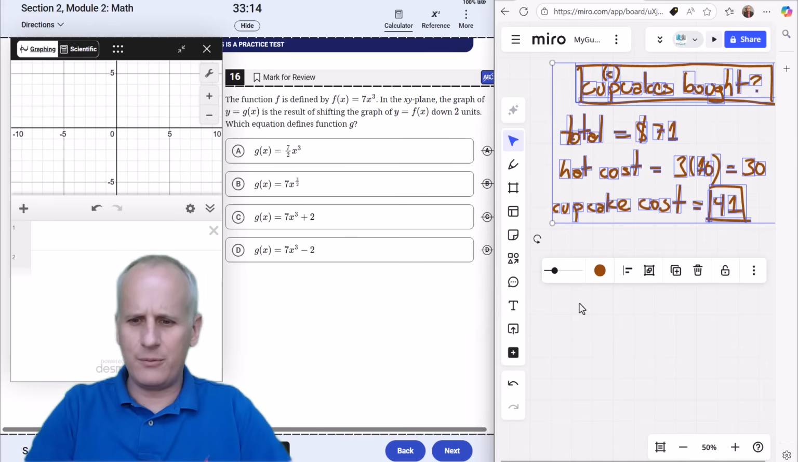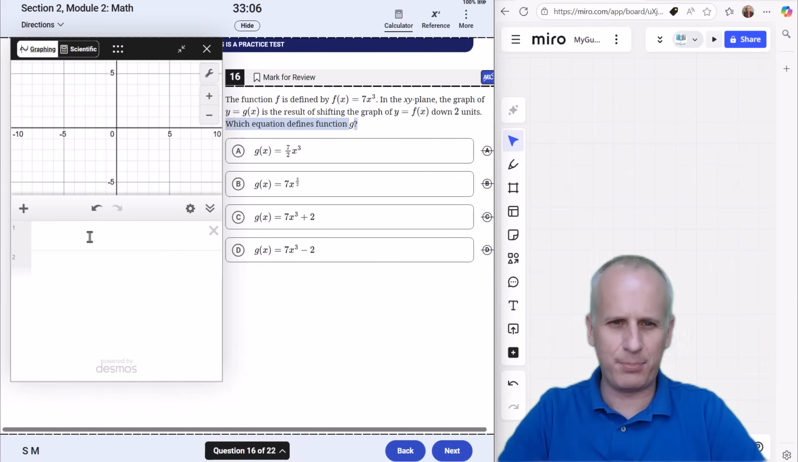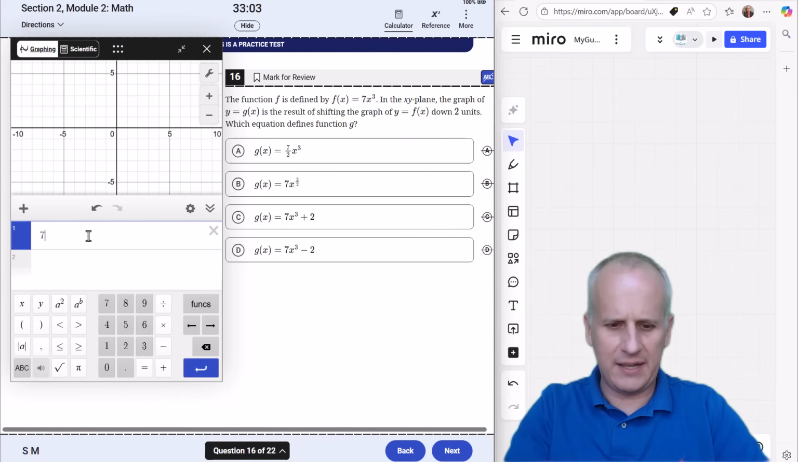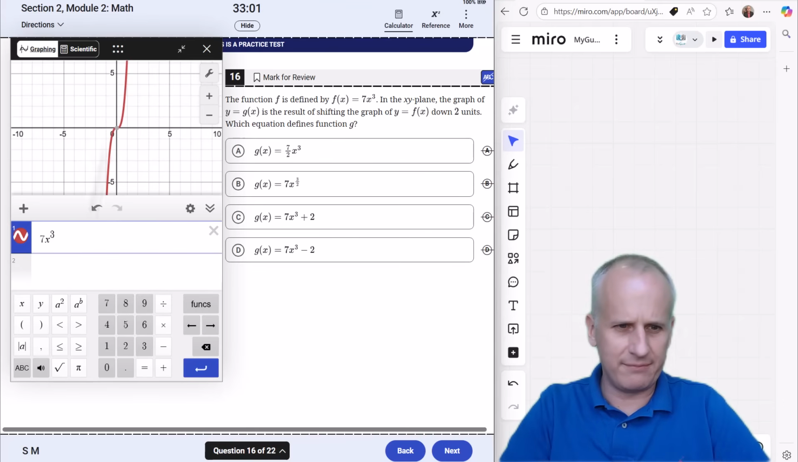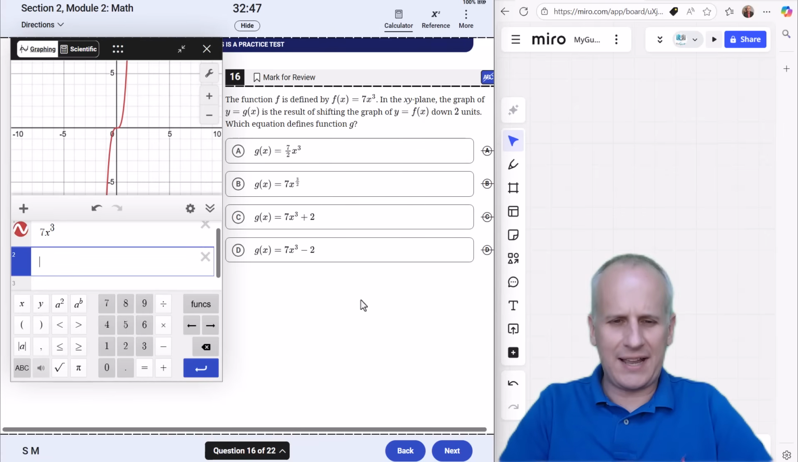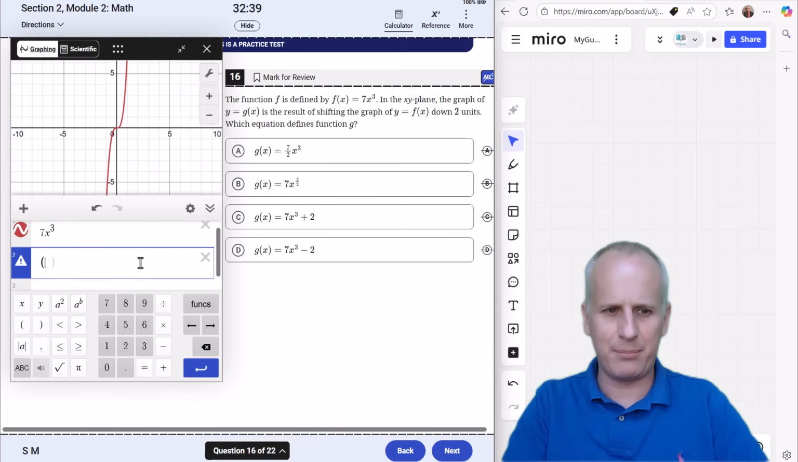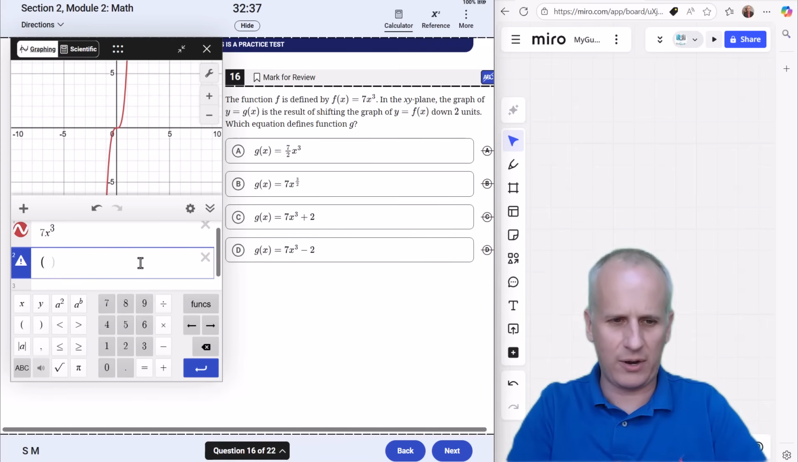So here with number 16, we could certainly use our Desmos tool. So we've got which equation defines function g. So let's just put into Desmos the function 7x cubed. Okay, so we got that set up just like that. And the graph of g of x is the result of shifting the graph of y equals f of x down 2 units. If I know I just have to subtract 2, you could select D right now. But if you don't, you could just go ahead and see whether these answer choices go right on top of what we had with 7x cubed in the graphing calculator.